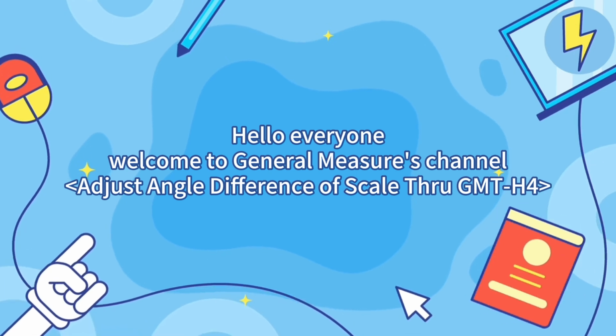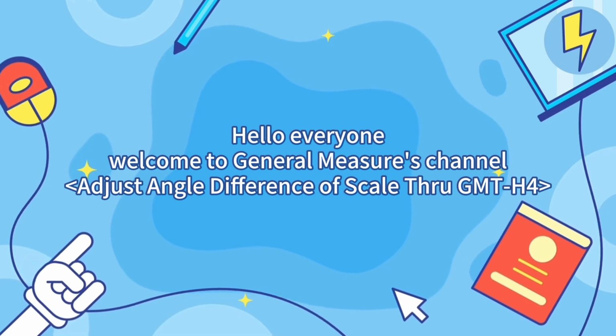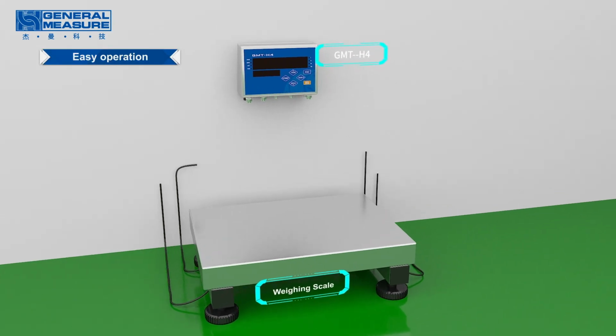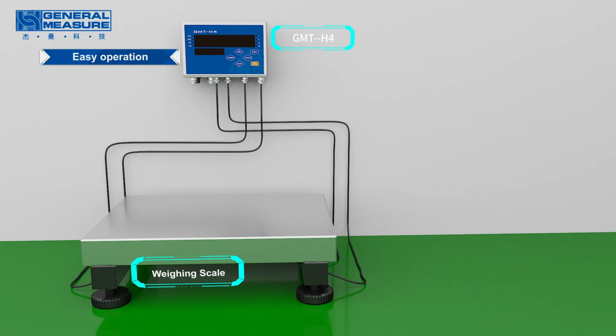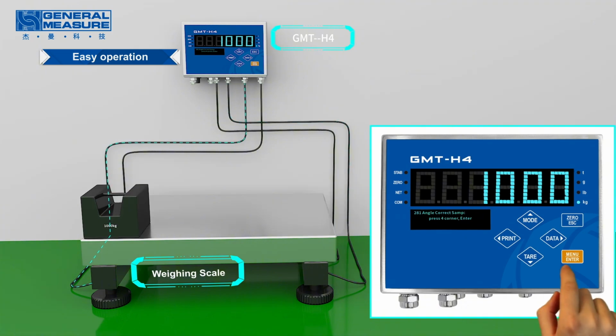This video is going to demonstrate how to adjust the angle difference of a scale through GMT-H4. Different from the traditional weighing system, adjusting the angle difference of a scale is complicated. GMT-H4 can easily handle this problem.